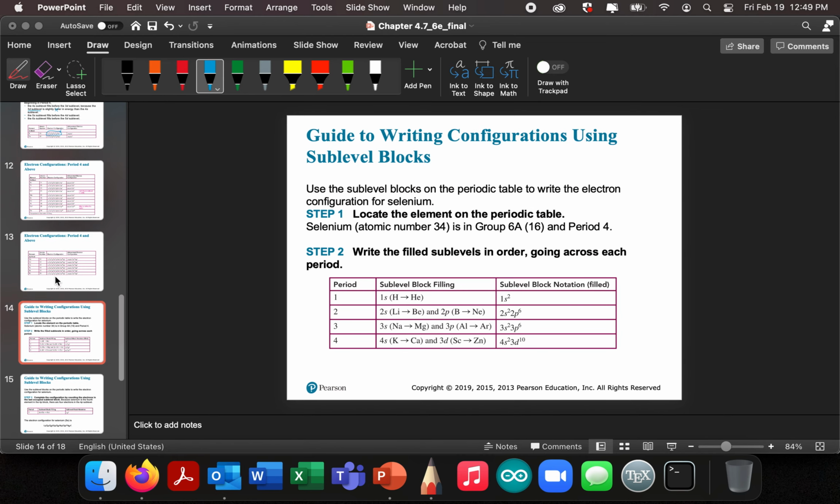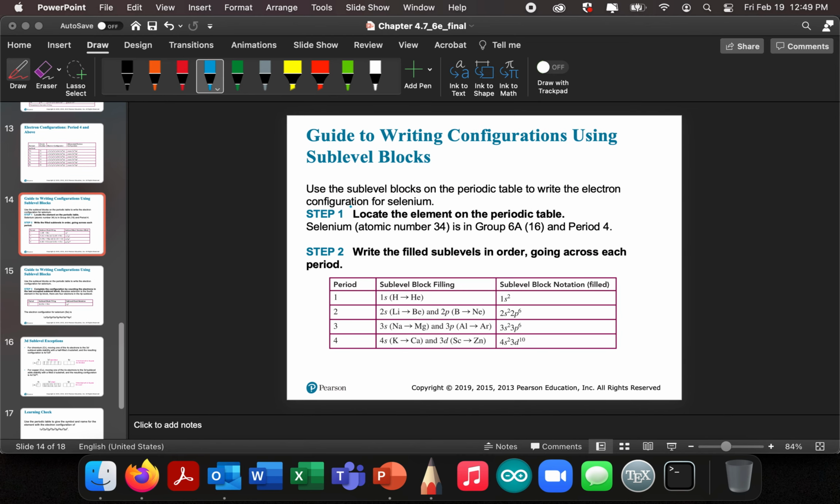Okay, so here's now we're going to get, I think, some magic. The guide to writing configurations using the sublevel blocks is awesome, right? So I'm going to demonstrate this first of all with hydrogen. Hydrogen is the sublevel block filling. The filled notation is 1s2, 2s, and 2p. Filled notation is that, right? So we just keep writing those across and filling them up.